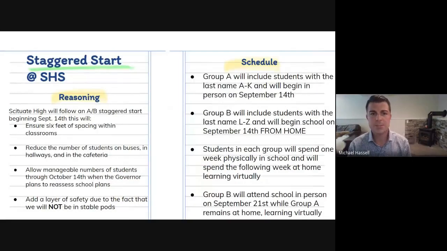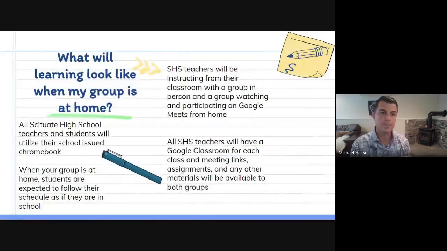So again, just some reminders about the staggered start. Scituate High School is staggering our start with a group A and a group B. We will have about 160 students in our building in a given week. And that easily allows us to fit into one cafeteria, stay 6 feet apart in the classrooms, and then again, we will reassess where we're at and also listen to the governor on October 14th and make a decision of where to go from there.